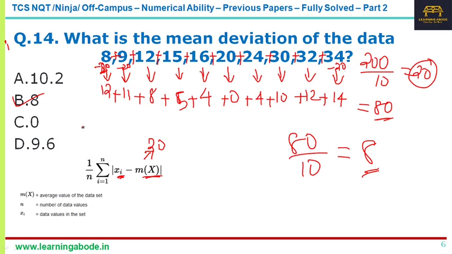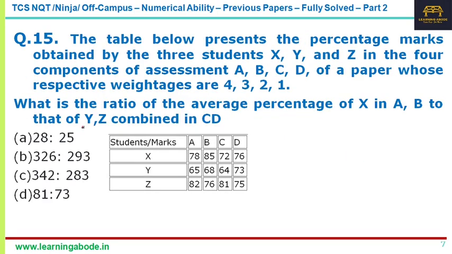Now question number 15. This is another data interpretation question. Though it is a data interpretation question, it involves ratio and it involves weighted average. That's one of the reasons why I've added this question here.